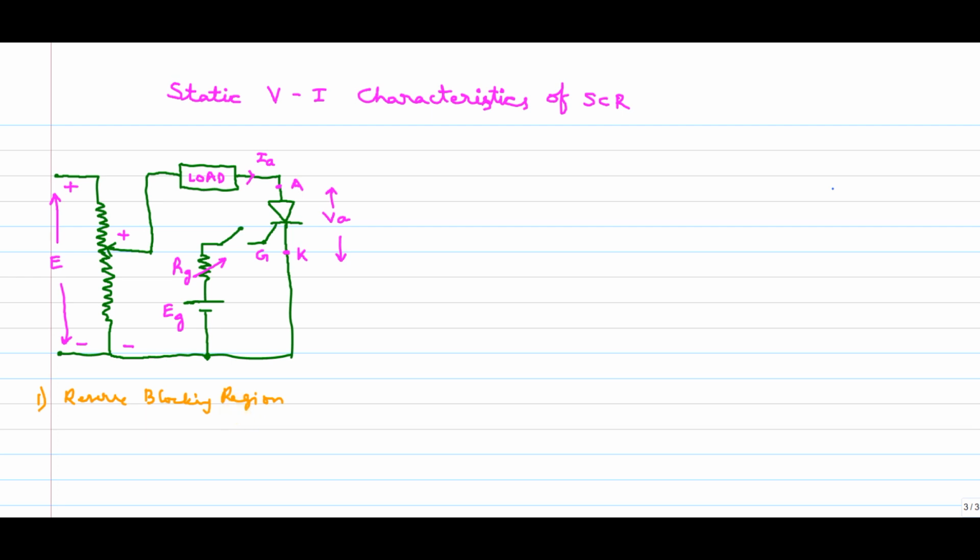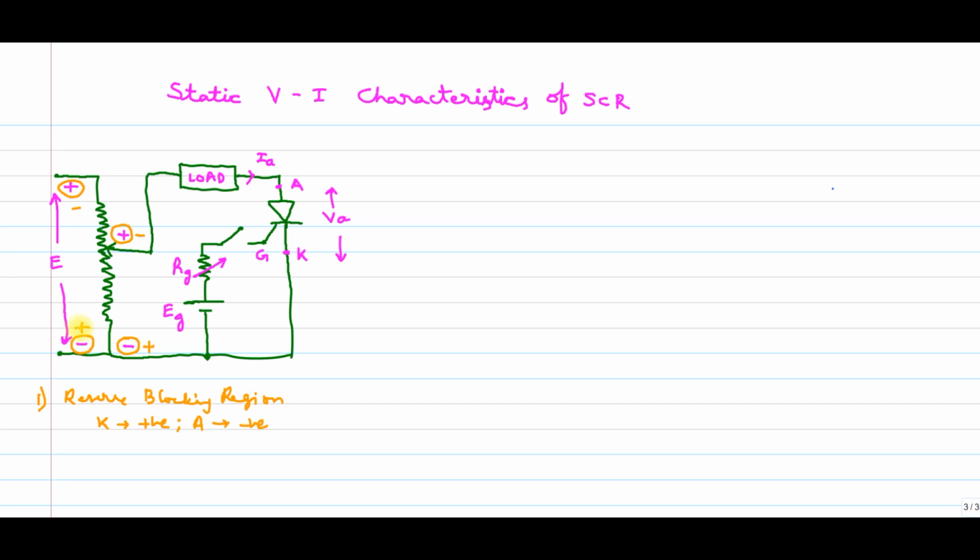Reverse blocking region means here the cathode is connected to the positive terminal and the anode is connected to the negative terminal. So it will be reversed. It is minus and it is plus, reverse. In this case, what will happen? I can write like this: this is the minus terminal and this is the plus terminal. Of course, this can be reversed.